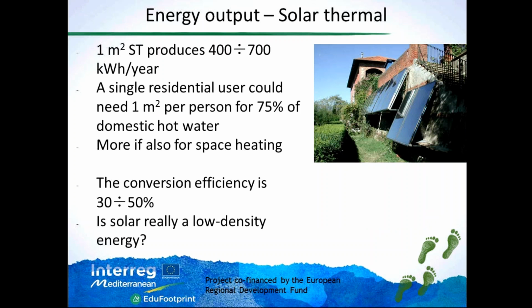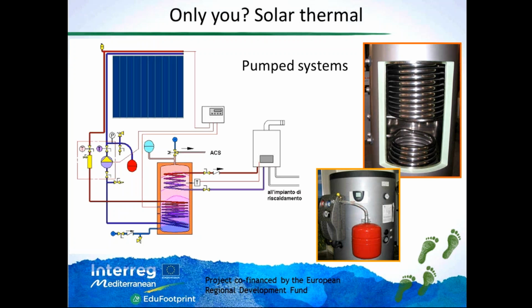Then I tried to give you some figures about the energy output of solar thermal. From 1 square meter of solar panel, we can get between 400 and 700 kilowatt hours per year, which means that if you want to produce domestic hot water, you need more or less 1 square meter per person in residential use. Of course, if you also want to supply some heat for space heating, you need a larger surface. And the conversion efficiency of these solar collectors is between 30 and 50%.